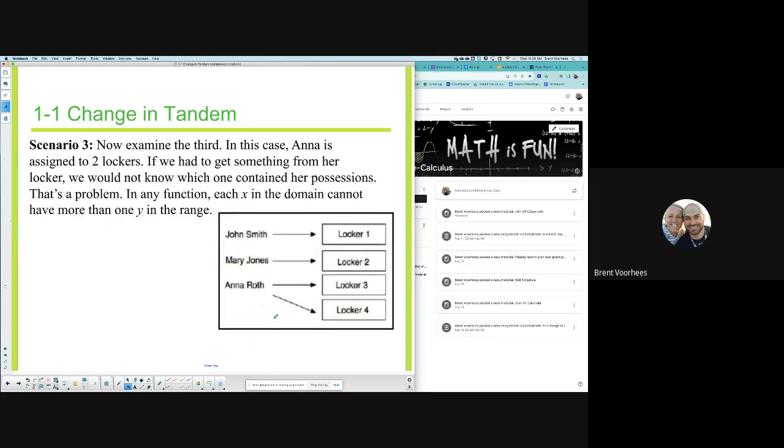Okay, let's talk about this one. What do you think? Oh, let's make our notes. This is x. Not a function. Here, not a function. Why? Because an x shares two y's.